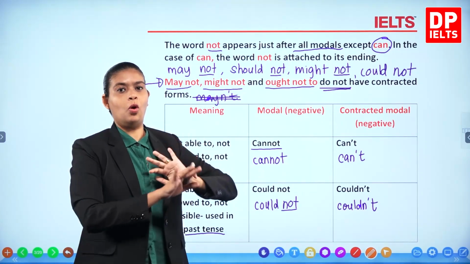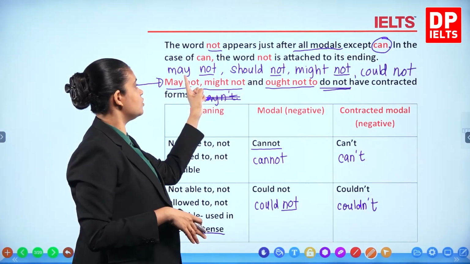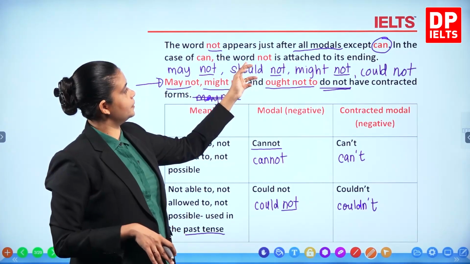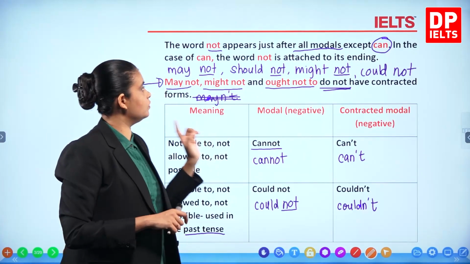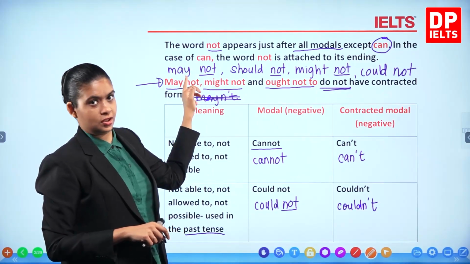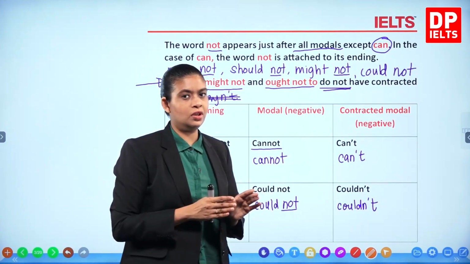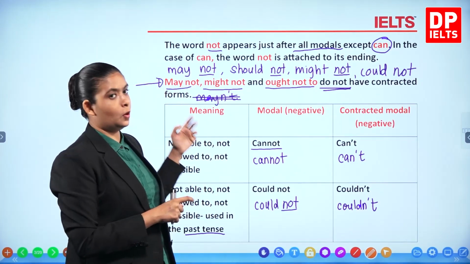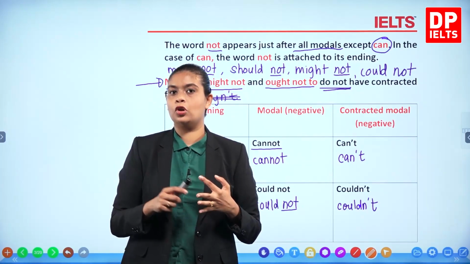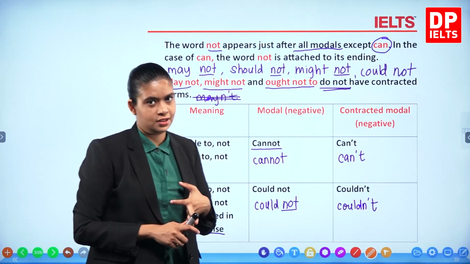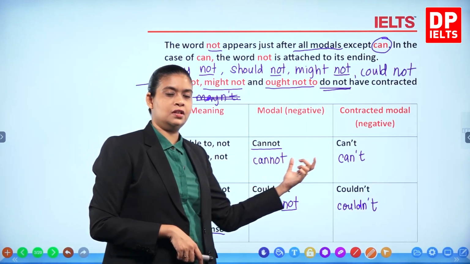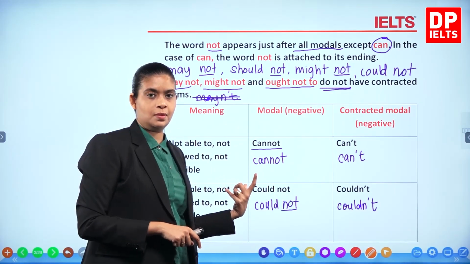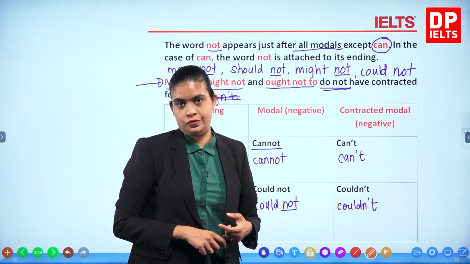All the modals except can have not at the end. The word not appears just after all the modals, but remember, it's not attached. But remember, in can only, it is attached at the end. So the other point is may not, might not, ought not to does not have any contracted form. So we have cannot, contracted form can't, could not in the past tense, not being able to do something, contracted form couldn't.